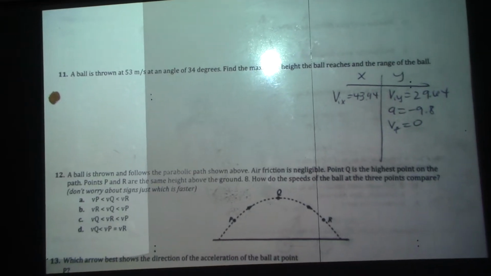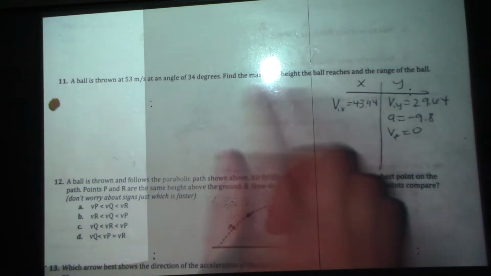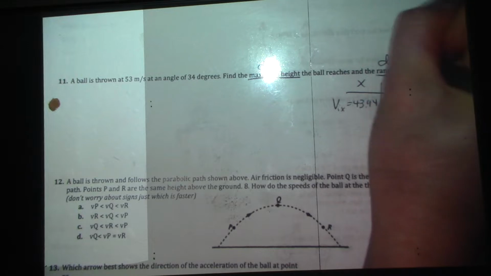Sorry, camera died. So we said that we have VF equals 0, and we are looking for the maximum height, which is y distance, and we're also looking for the range, which is your x distance.